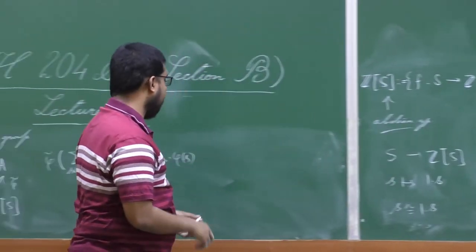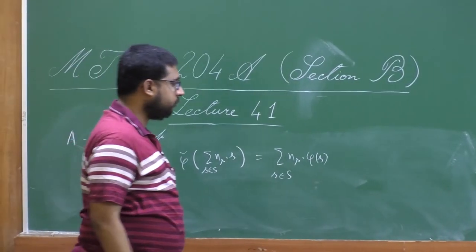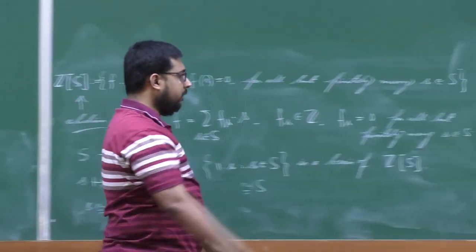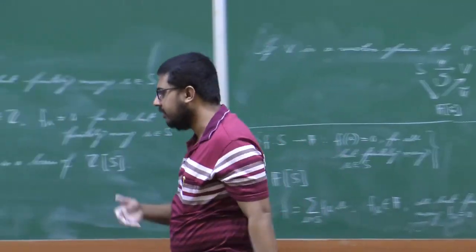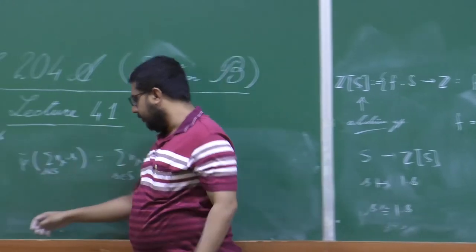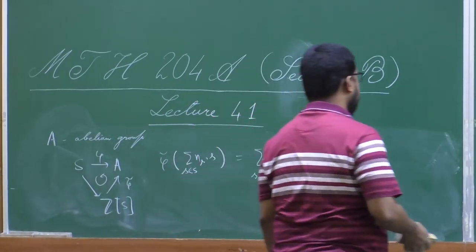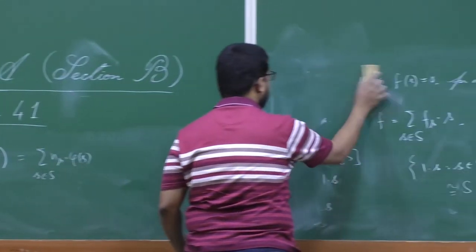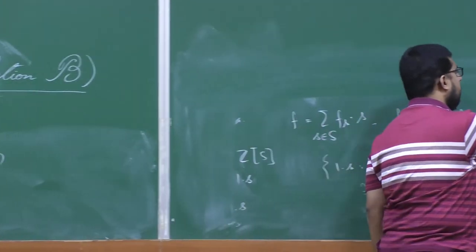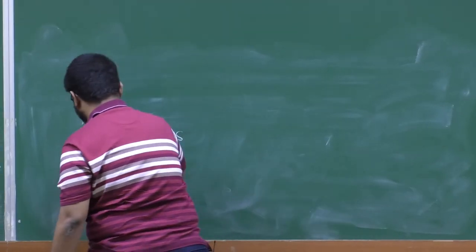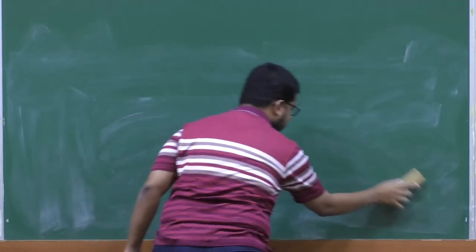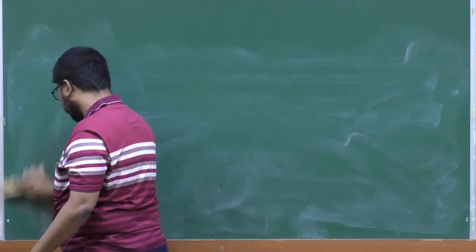So the similar phenomenon holds here too. So that shows that, for any given S, there exists a free abelian group with S as its basis. Okay. Now let me move towards the fundamental properties of free abelian groups.